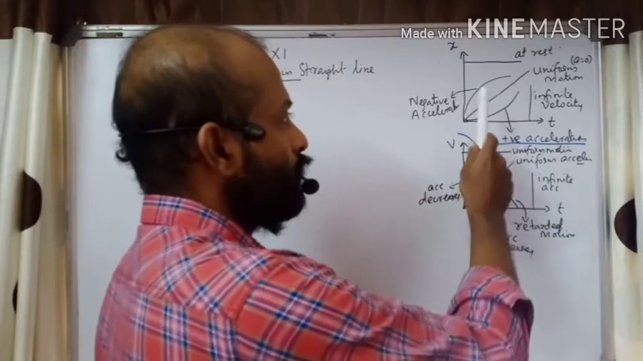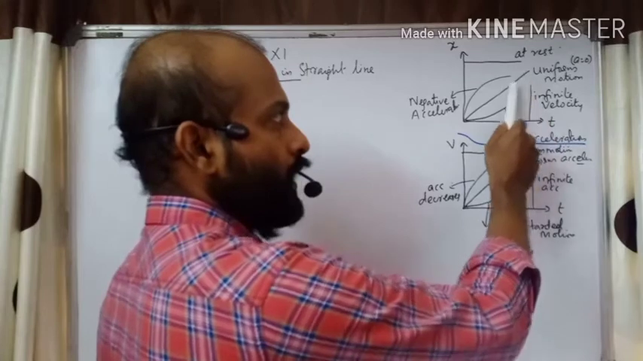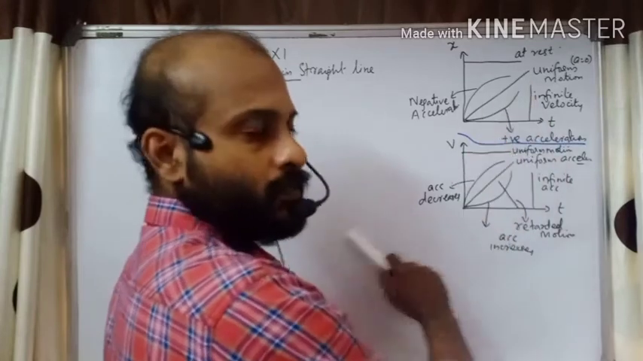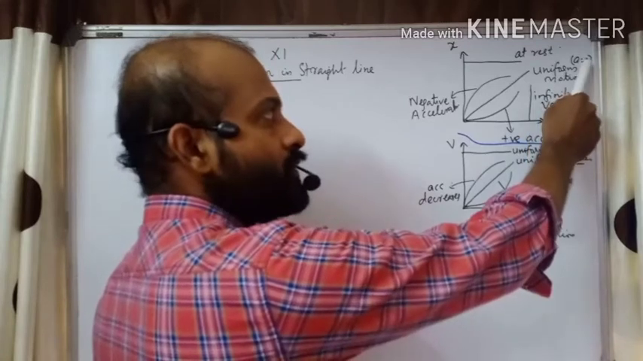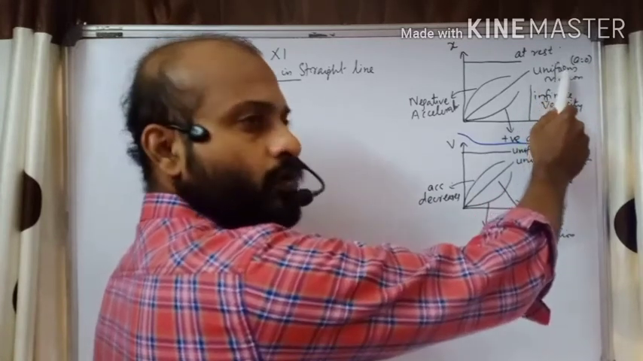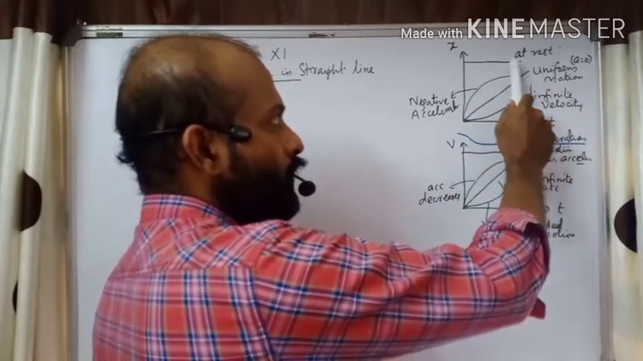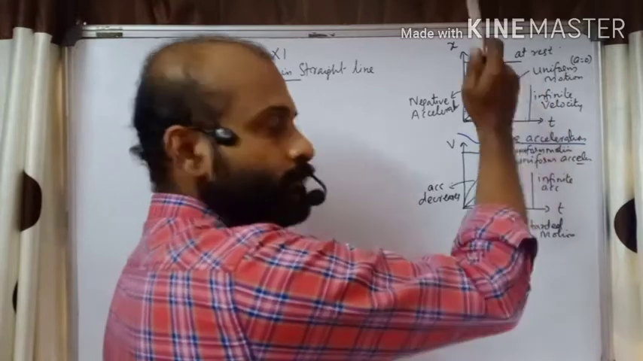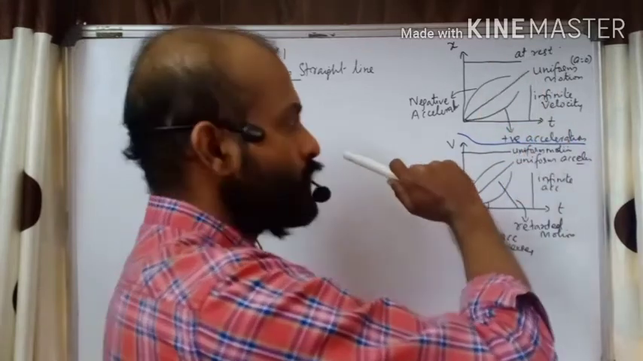In position time graph, if we have a straight line inclined to both the axes, this straight line represents a uniform motion where acceleration will be zero. There is no acceleration, it is having uniform motion, or we can say uniform velocity. If it is a horizontal straight line, it indicates an object at rest. If it is a vertical straight line, it indicates infinite velocity.